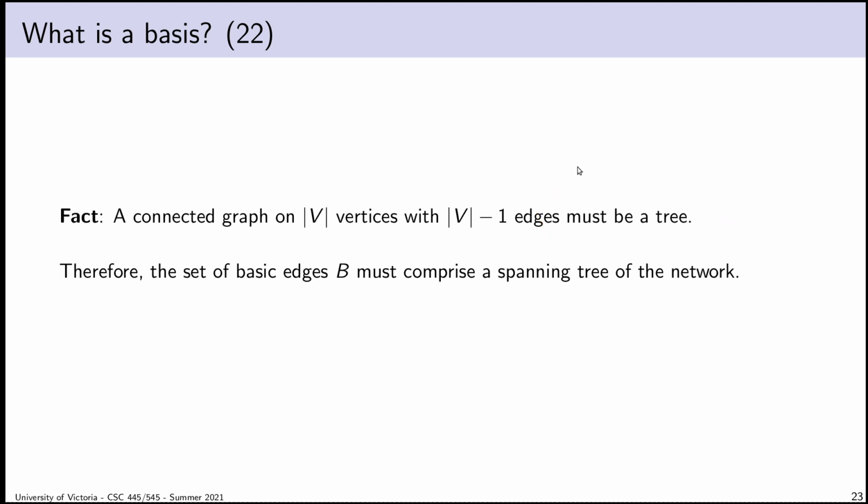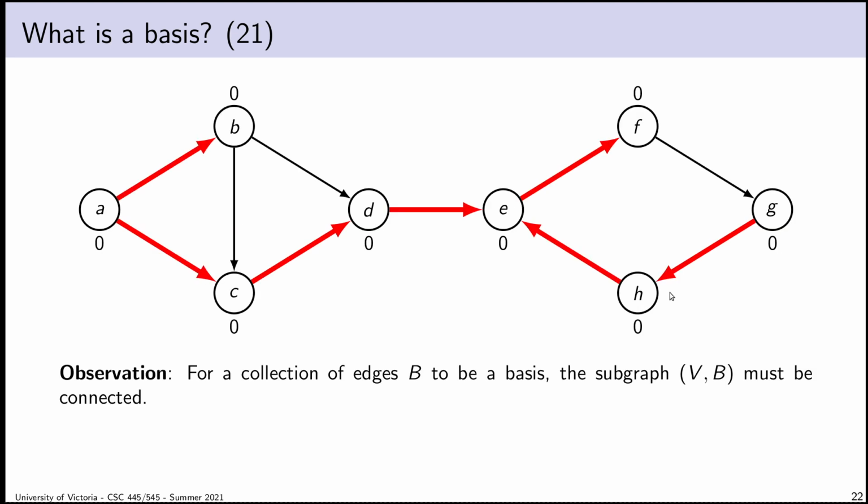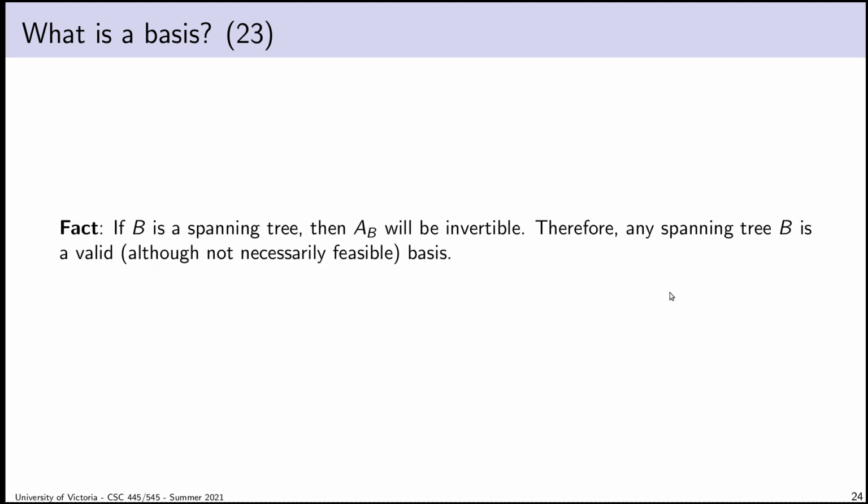And therefore we can conclude that the set of basic edges, if I hand you any valid basis for my graph, must be a spanning tree of the network. Keeping in mind from the previous lecture, in this topic, when I say spanning tree, yes, I get that this is a directed graph and we don't know what spanning trees are. I mean a spanning tree of the underlying undirected graph.